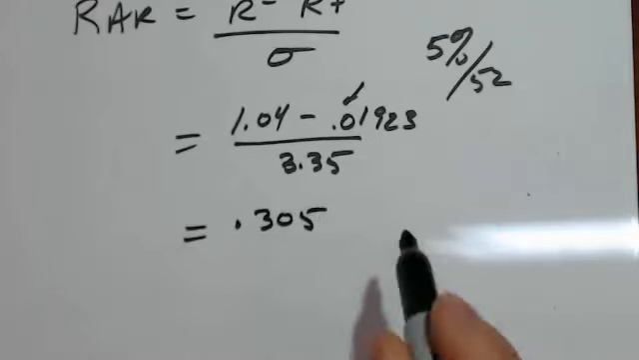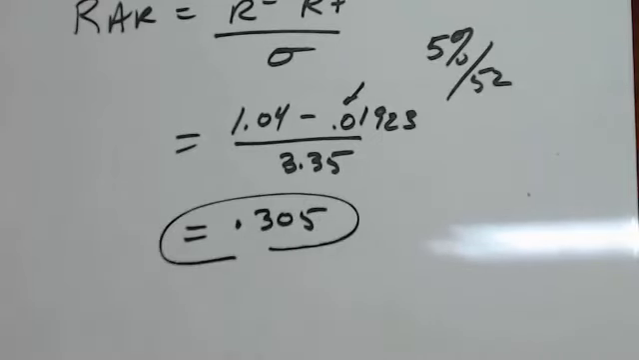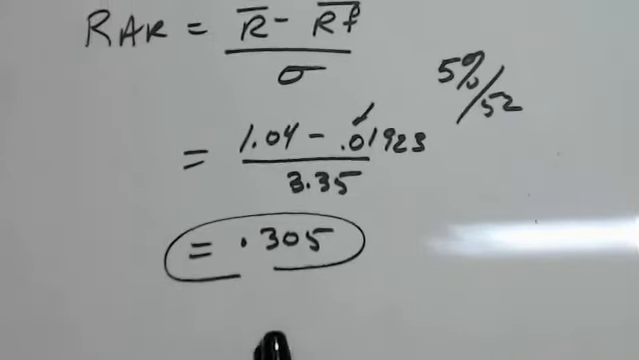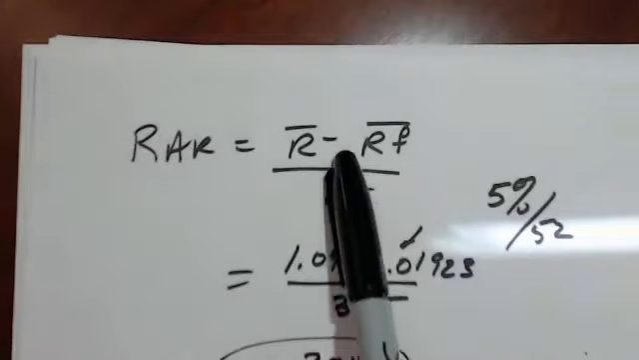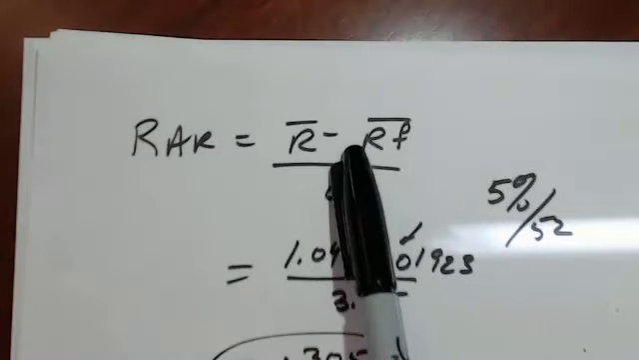Okay? So this gives us a 0.305 risk-adjusted return. Again, don't put a percent sign behind there. Do not do that. It's unitless measure. All you want is you want this number to be as high as possible, because it means for every unit of risk that you've taken, you earn a giant risk premium associated with it.